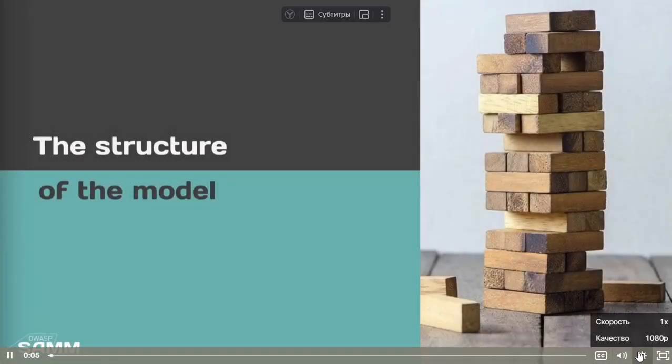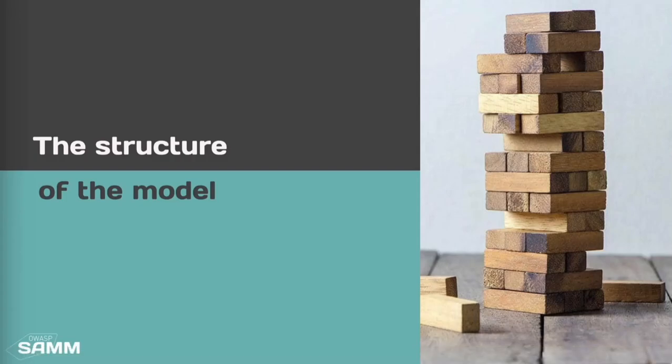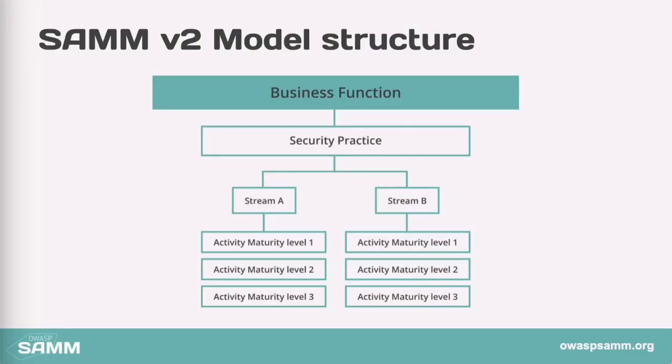Now that you know all about SAMM's vision, let's unveil the SAMM model. SAMM has a very symmetric structure. We have a set of business functions. Under each business function, there are practices. Under each practice, there are 2 streams, and there are activities at each maturity level under each stream. The structure really hasn't changed from 1.0 Open SAMM version until now.